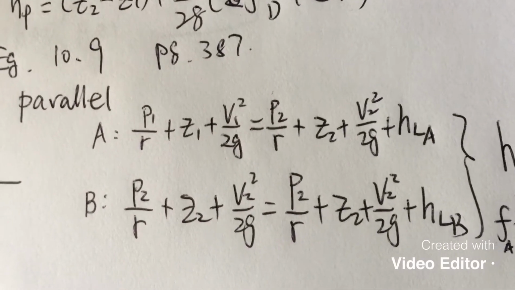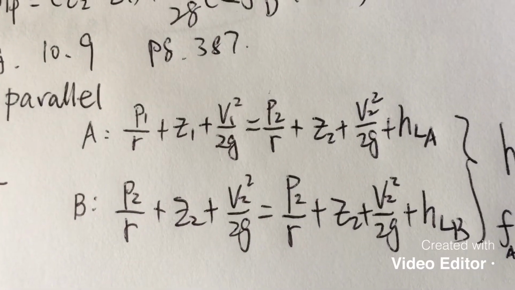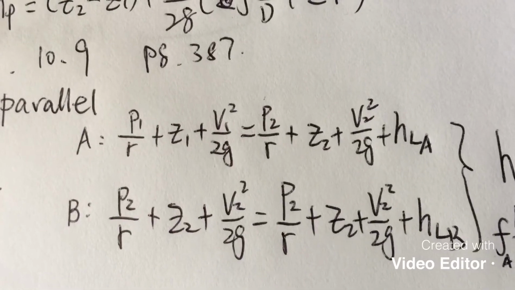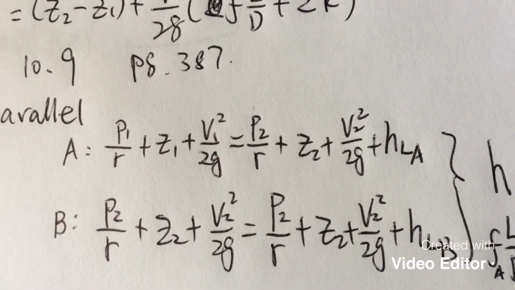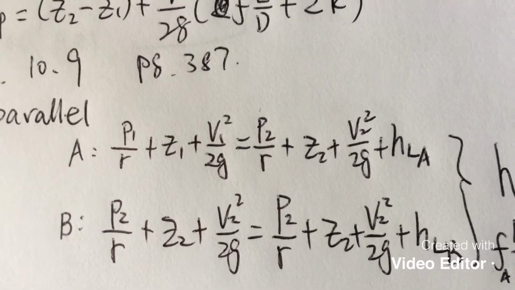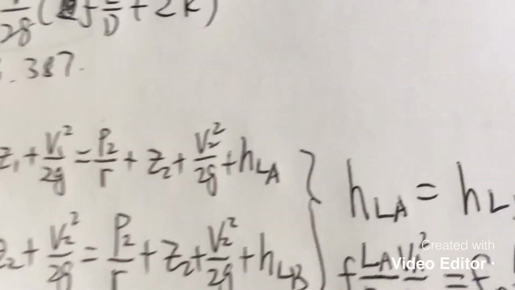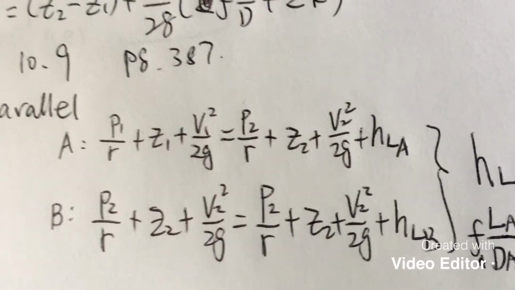There's a loss of B, right? HLB. Look at these two equations. Okay? What will this equation tell you? Everything else are the same. Okay, if the two equations have to stand, then HLA has to be equal to HLB. No other possibilities. Wow, that tells the story.